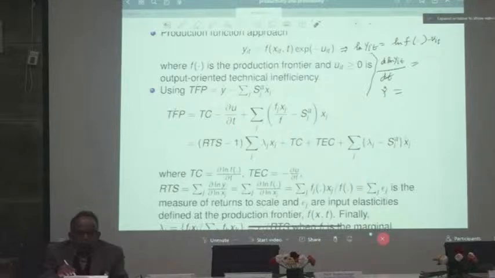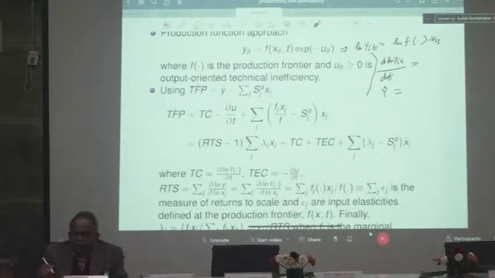So TFP dot has these components. What are these things? RTS is returns to scale. I define returns to scale in this way. That means the input elasticity is the sum of that. So that is returns to scale.